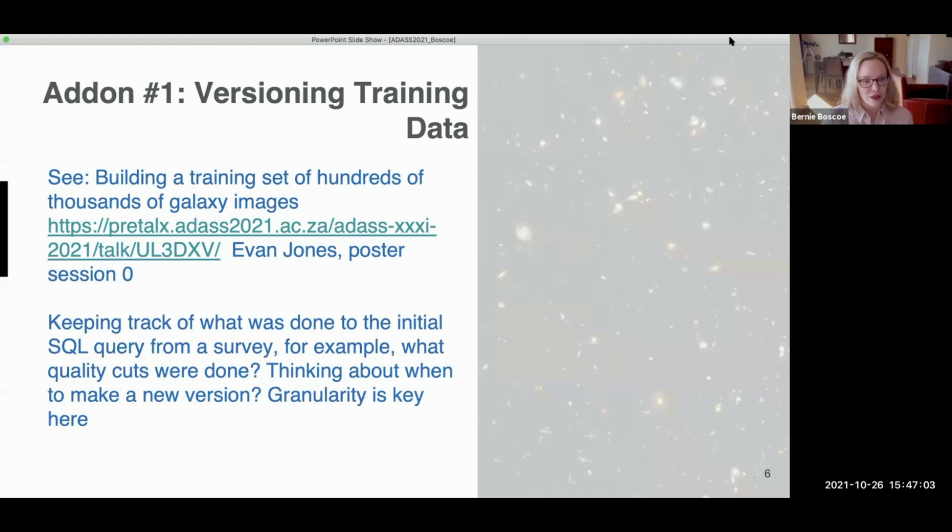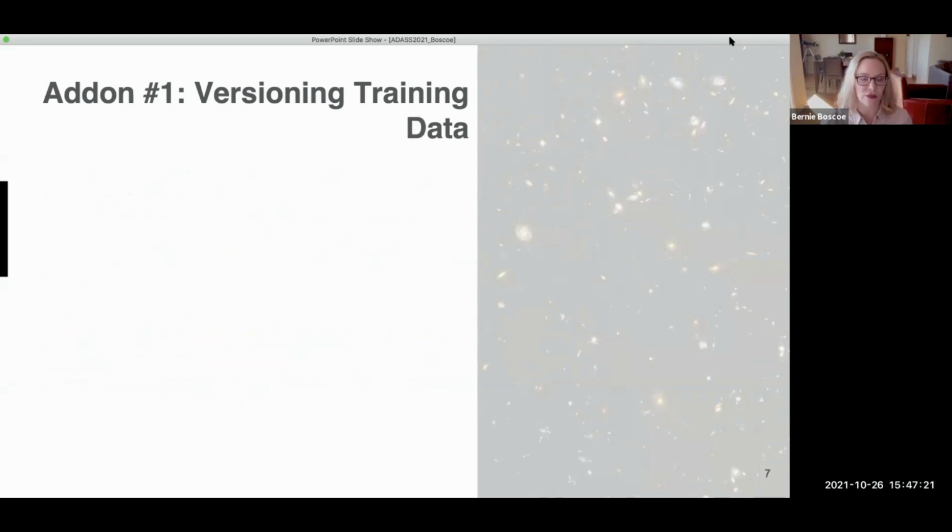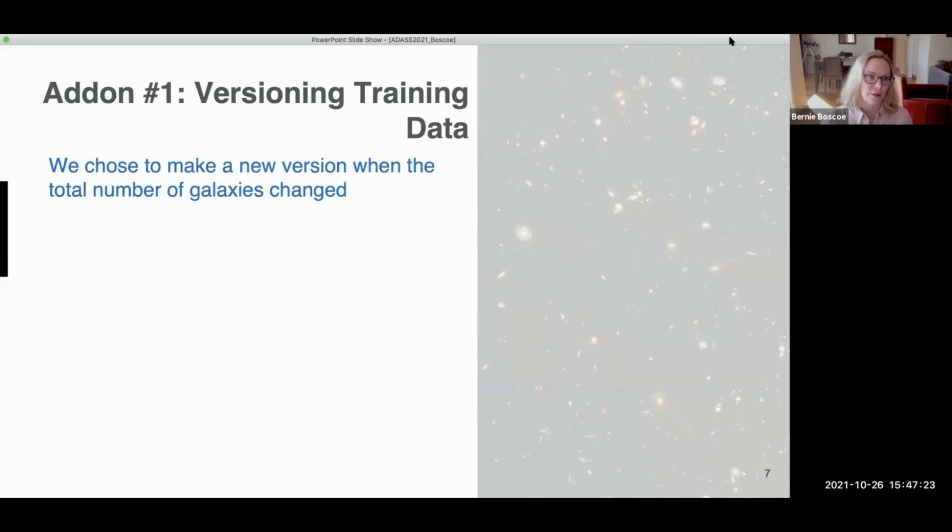And so what we thought about in this is what was done in the initial query, like what were the quality cuts that were done, and then our question was, when do we make a new version? And the granularity is key here. How much changes were made, and then what would that mean in terms of versioning the thing? So we chose to make a new version when the total number of galaxies changed.